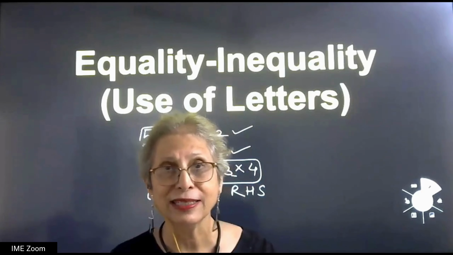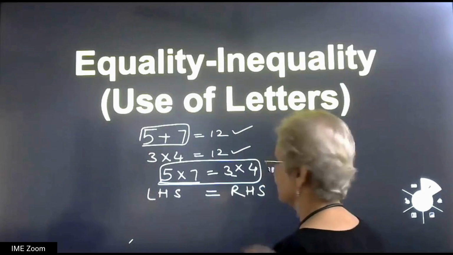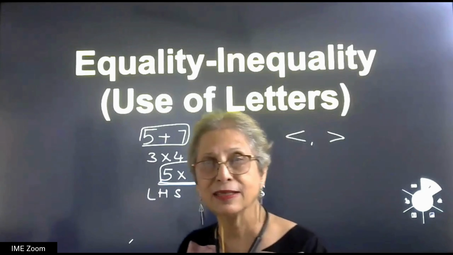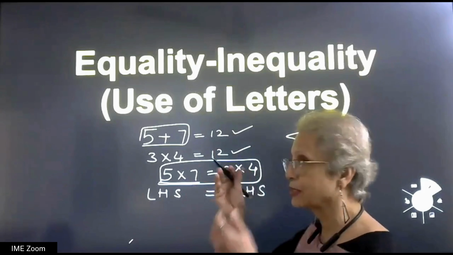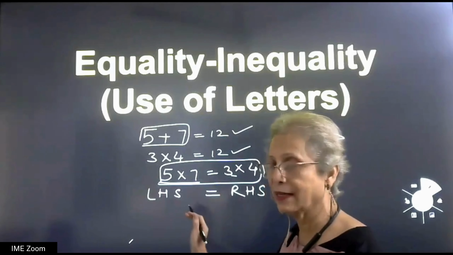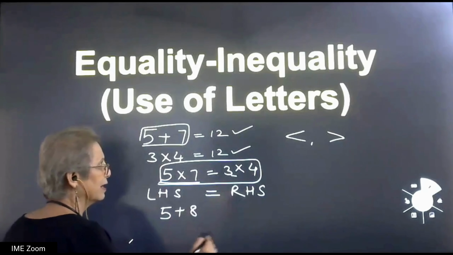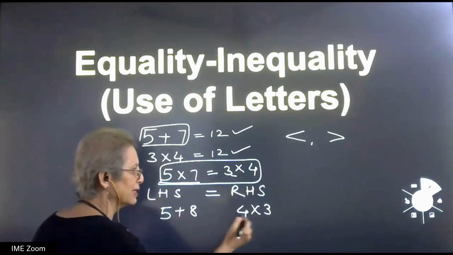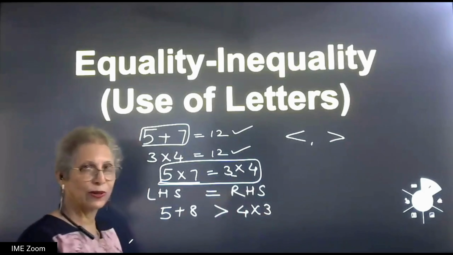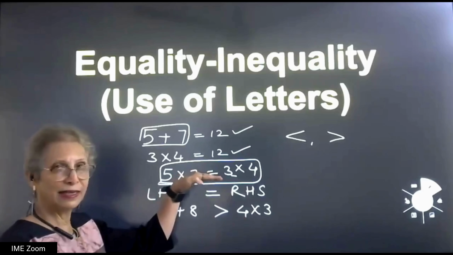If these two sides are not equal, then it is called an inequality, and then we use symbols less than and greater than. If one side is less than the other, we apply the less than symbol. And if suppose the first side, that is LHS, is greater than RHS. Suppose, for example, here it is 5 plus 8, and here it is 4 into 3. Then naturally this is 13, this is 12. So I will use this symbol. So this is an inequality. This is inequality and this is an equality.